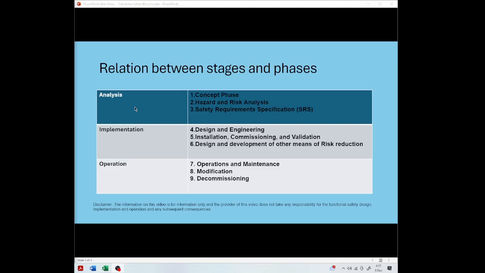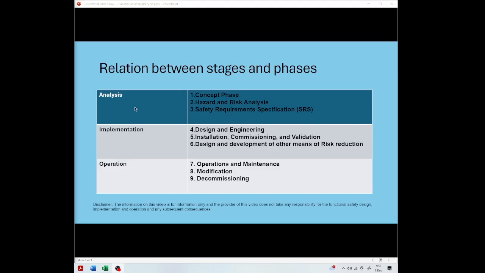And the next question is what is the relationship between different stages of functional safety and different phases of functional safety? Basically, as we mentioned, there are three phases of functional safety: analysis, implementation, and operation. In each of these phases, we have different key stages.